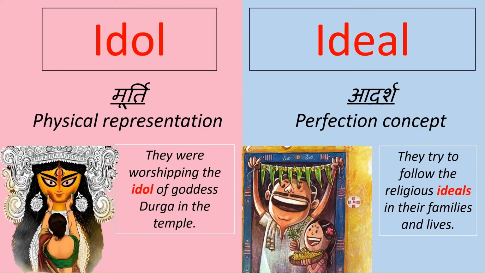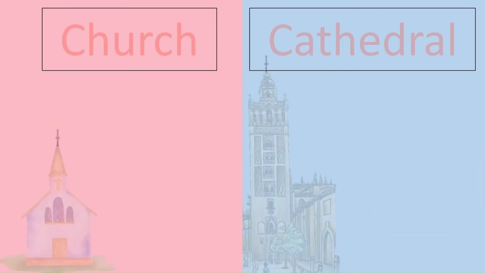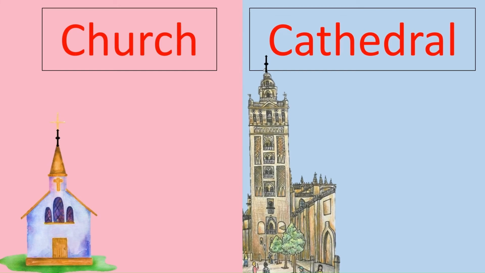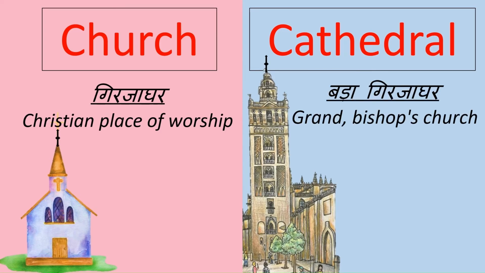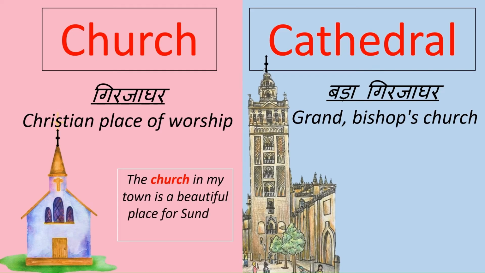The next pair of words are church and cathedral. Church is girjaghar, which is Christian's place of worship, and cathedral is bada girjaghar, which is grand, it's bishop's church. Let's use them in sentences. The church in my town is a beautiful place for Sunday worship, and the cathedral in the city is a grand and historic landmark.